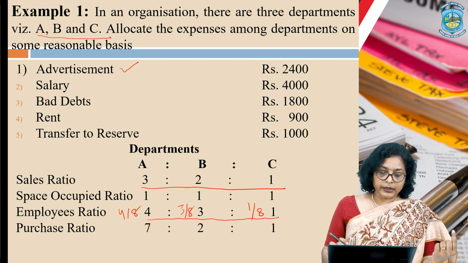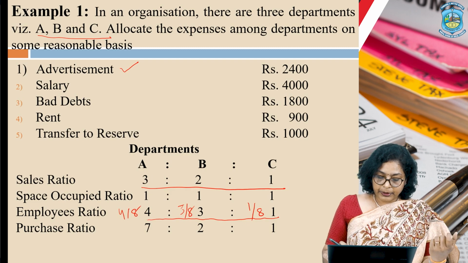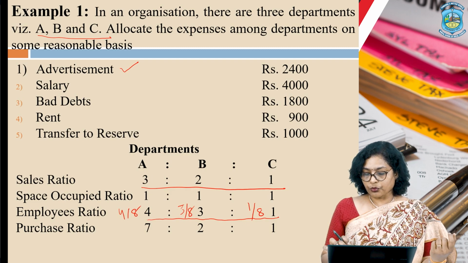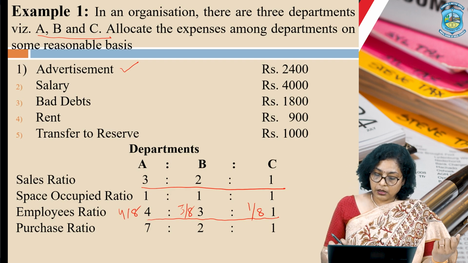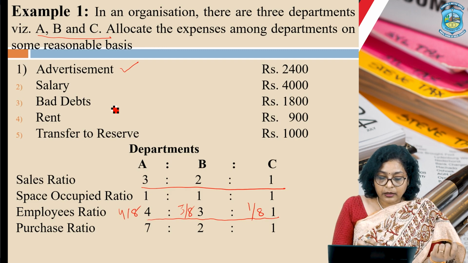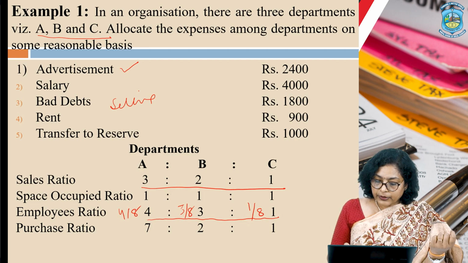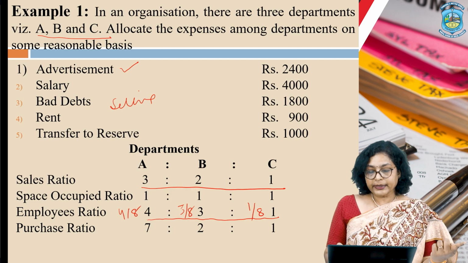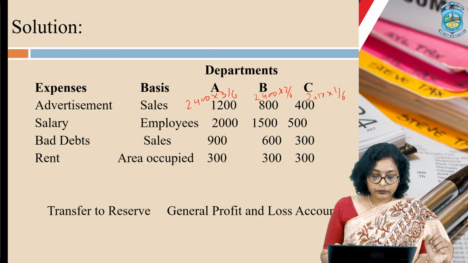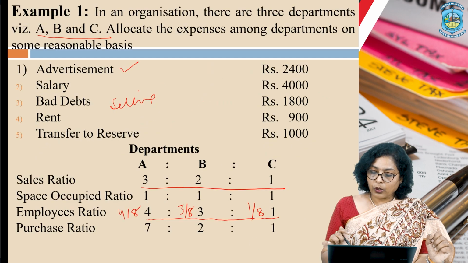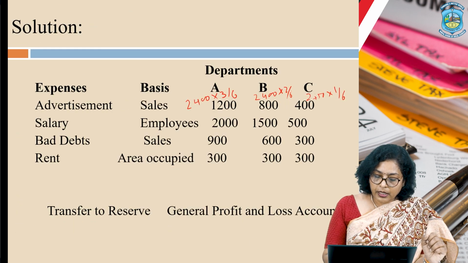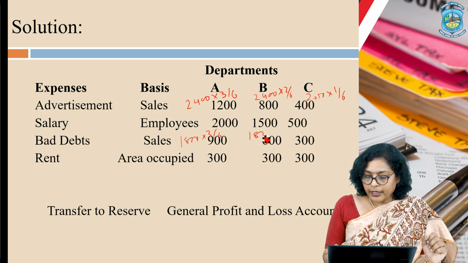So, 4000 is our total amount of salary. It will be allocated on the basis of 4:3:1, 4/8, 3/8 and 1/8. Then bad debts. See, bad debts is our selling expense. So, selling expenses are to be allocated on the basis of sales, that is 3/6, 2/6 and 1/6. So, the total amount is how much? 1800. So, this 1800 will be allocated as 1800 into 3/6, 1800 into 2/6 and 1800 into 1/6.